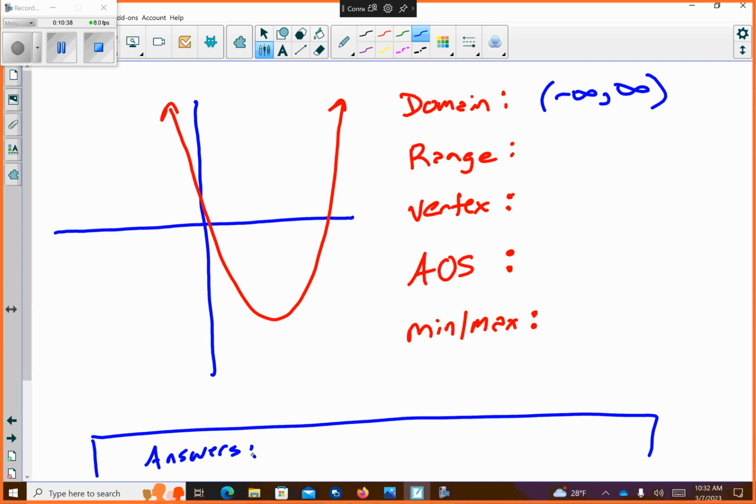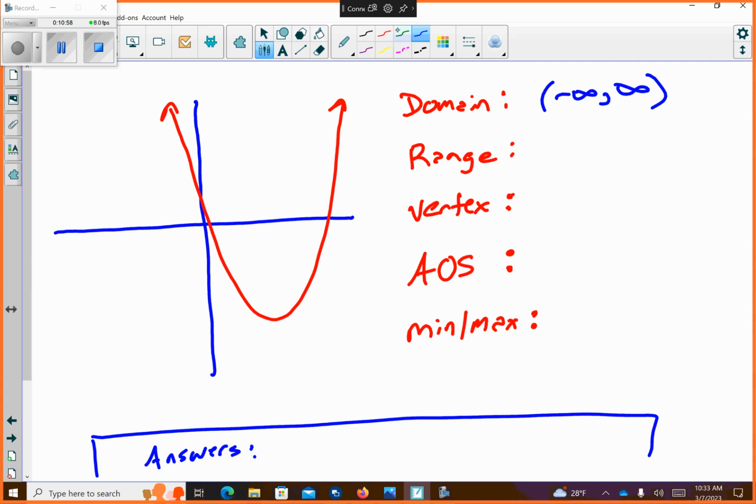Now, being that there's going to be one parabola that opens up and one that opens down, I don't know if we list negative to positive infinity twice or not. I think there are more choices down in the answers than there are answers we actually have to do.